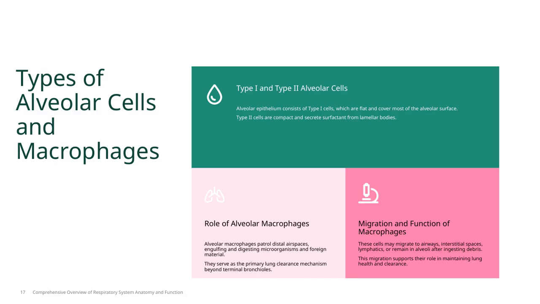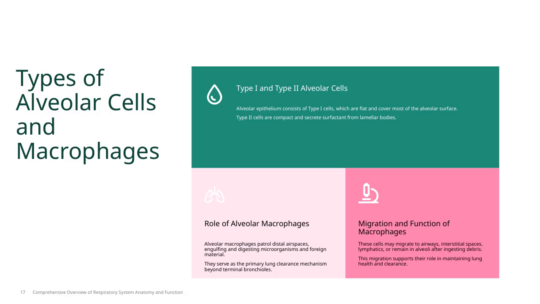Beyond their role in clearance, alveolar macrophages can migrate to other parts of the lung, such as the airways, interstitial spaces, or even the lymphatics. Some remain in the alveoli after they've ingested debris, continuing their surveillance role. This migration and adaptability are key to maintaining overall lung health and ensuring the respiratory system functions efficiently.